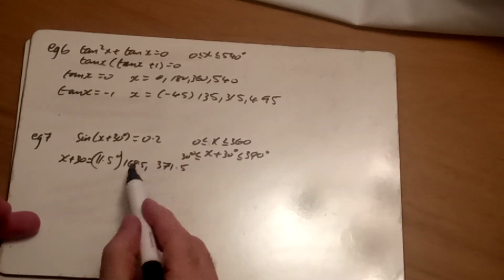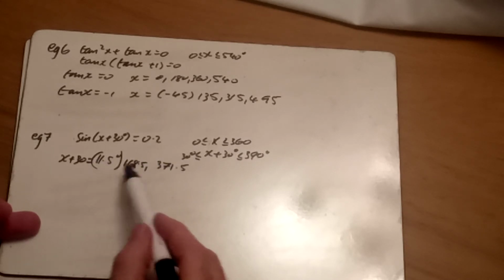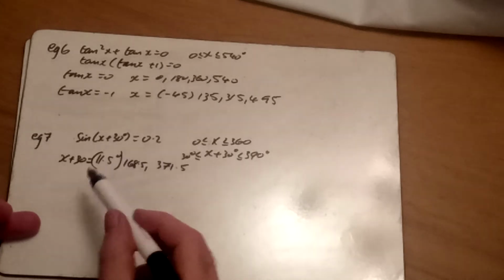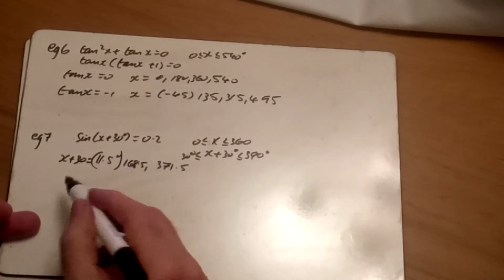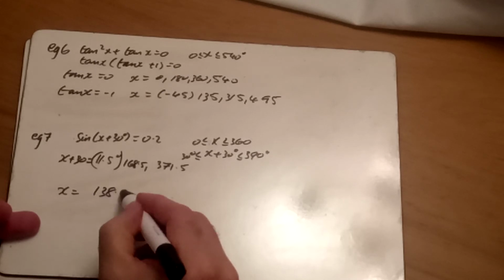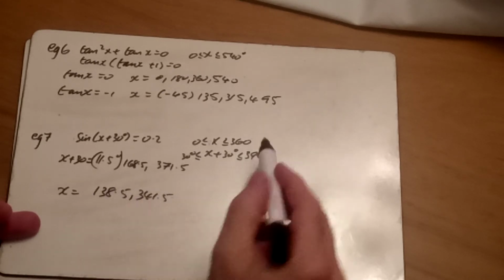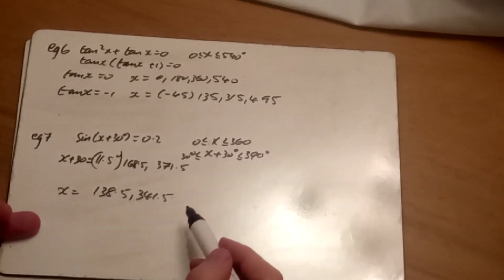Okay, those two values satisfy this equation, so that the sine of it is 0.2. What I now do is undo the function. That's the very last thing to do. So I'm going to take 30 off each one of these, get 138.5 and 341.5, and they match up with x being between 0 and 360.